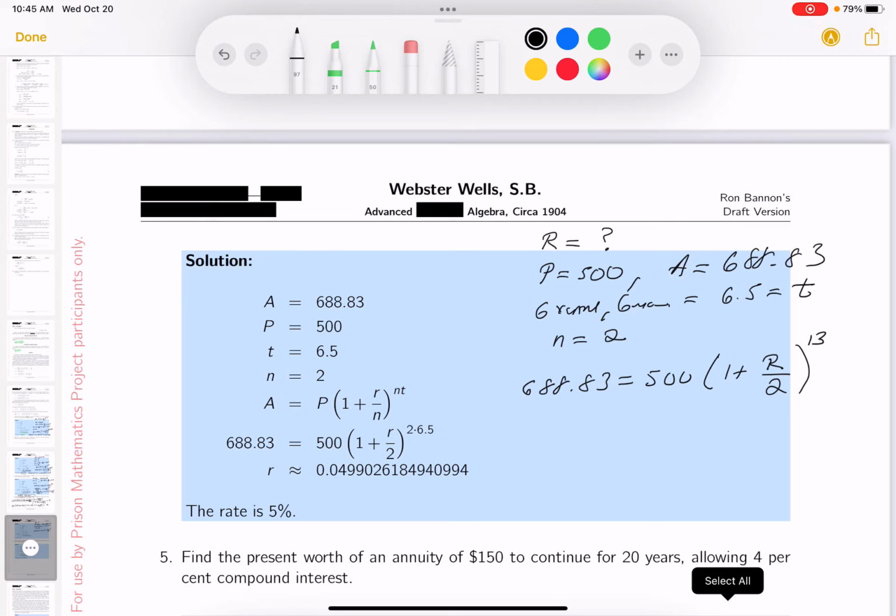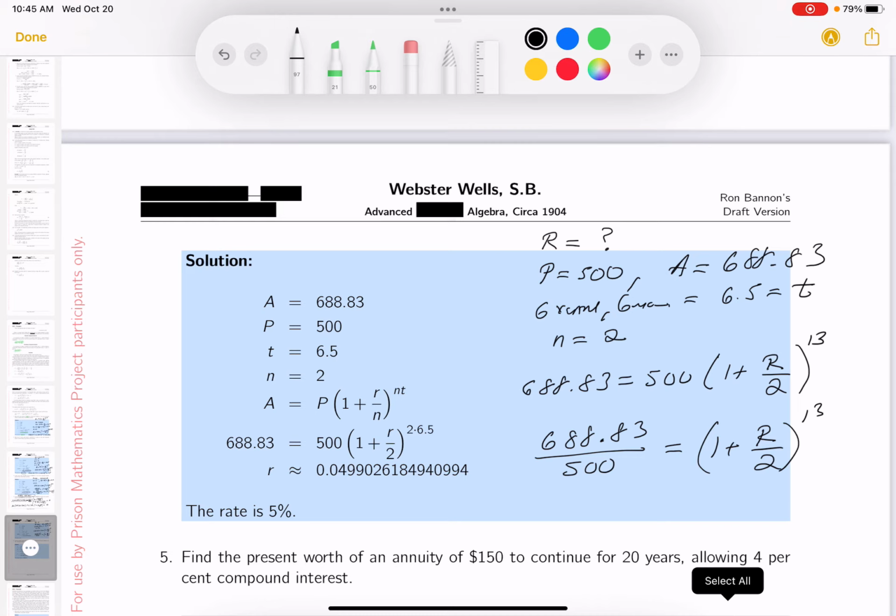We need to solve for r. And someone said, how are you going to do that? There's certainly many ways to do it, but what I'm going to do is divide both sides by 500. You notice I'm not doing any arithmetic. I'm just writing down what the arithmetic is. To be fair, I want to do the arithmetic in the very end. And what's going to be 1 plus r over 2 to the 13th power.